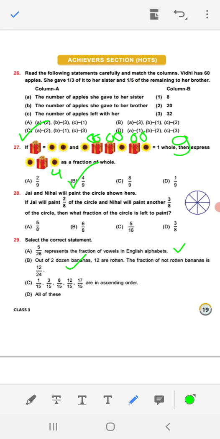C number, 1 by 15, 3 by 15, 8 by 15, 12 by 15, 14 by 15 are in ascending order. Yes, they are in ascending order because their denominators are the same, and we compare from their numerators, which are in ascending order: 1, then 3, 8, 12, 14. So this one is also correct. So all options are correct.